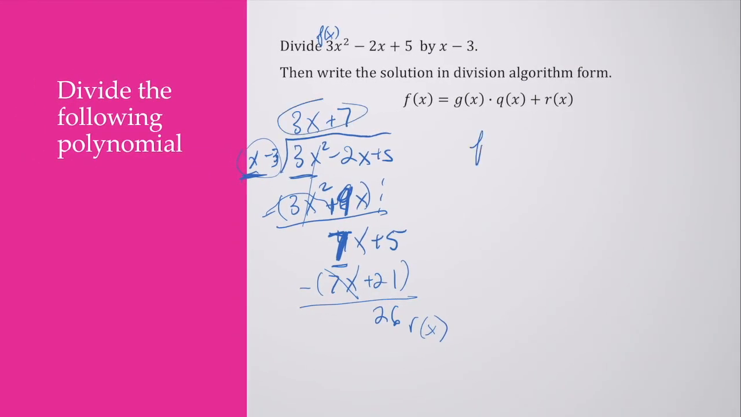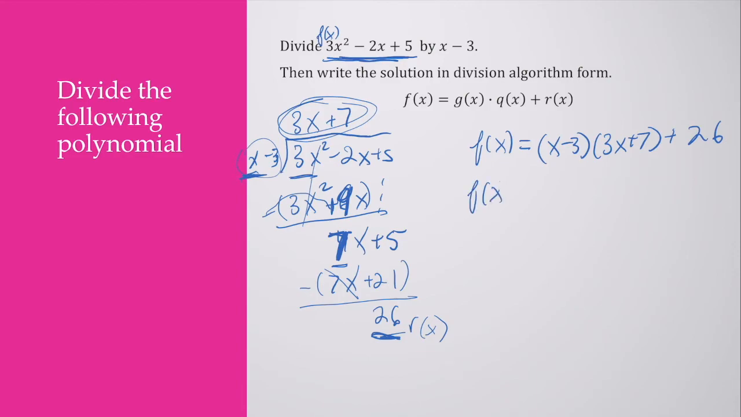So I have f of x, which we originally had as 3x squared minus 2x plus 5. We can rewrite that as x minus 3 times 3x plus 7, that quotient, that's our q of x, plus r of x, which is 26. Now, I didn't do this in my notes, but let's go ahead and FOIL this out and double check that this worked.